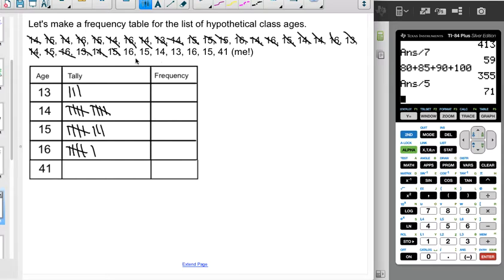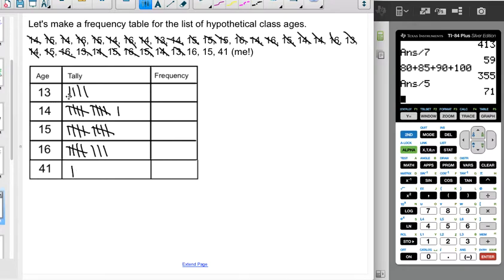And then one of each again, right? 16, 15, 14, 13. So 16, 15, 14, 13. 16, 15, and 41. So 16, oh, wrong one. There was the 15. 16, that was the 15 I just put, and 41.